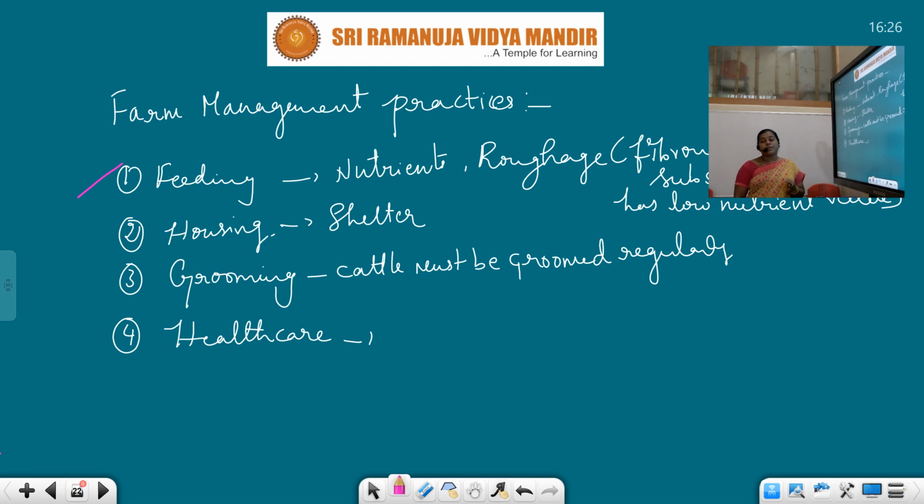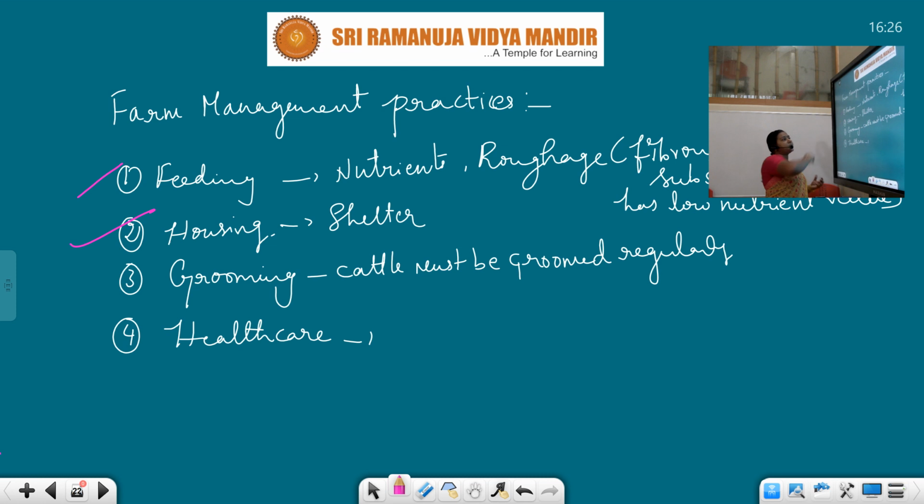Roughage means fibrous substances. So the feed, the fodder which we are going to provide to the cattle should consist of concentrated food, meaning it should have good levels of protein and other nutrients, and it should have roughages also. Roughages means fiber-like substances. These two are the essential things for the fodder.